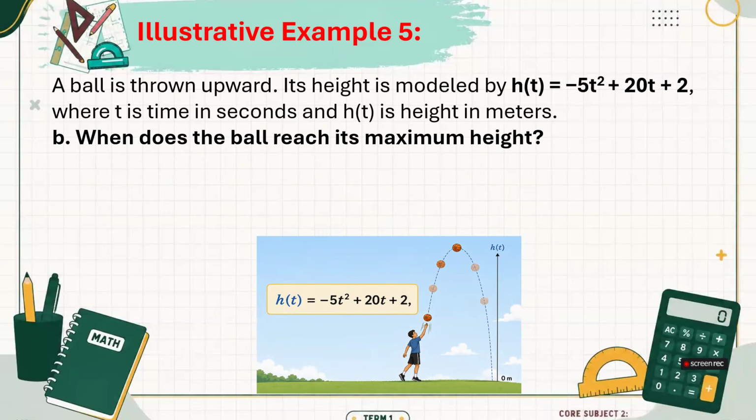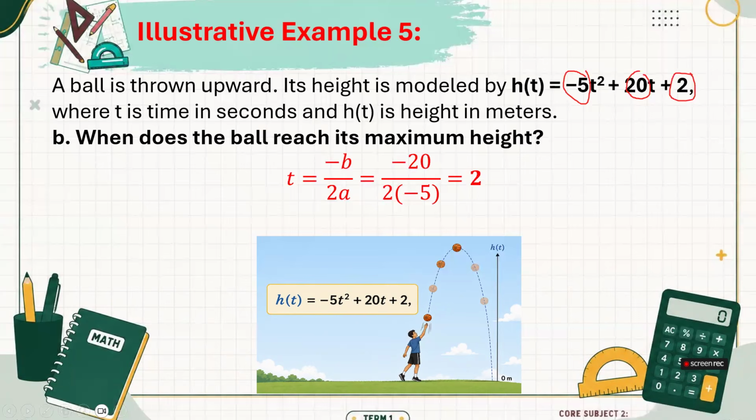Our a is -5. Our b is 20. And c is 2. So using the formula to get the x value or the t value, we use negative b over 2a to get the maximum height. I mean the maximum time. Okay? So we have -20 over 2 times -5. So -20 divided by -10. So obviously it is 2.